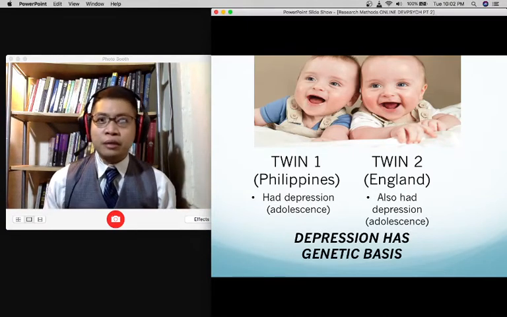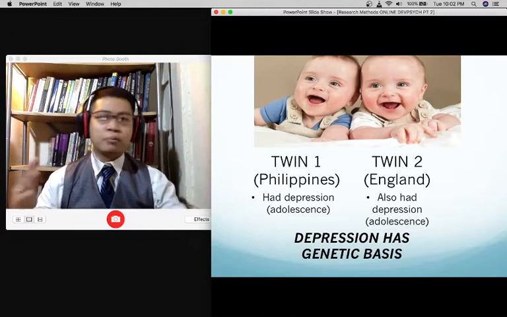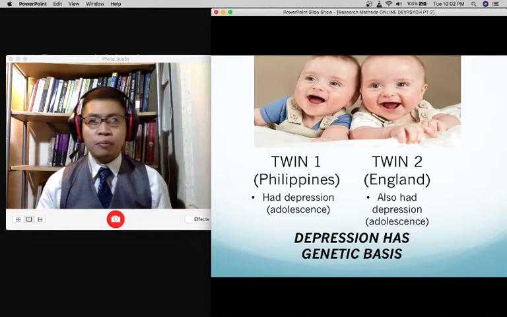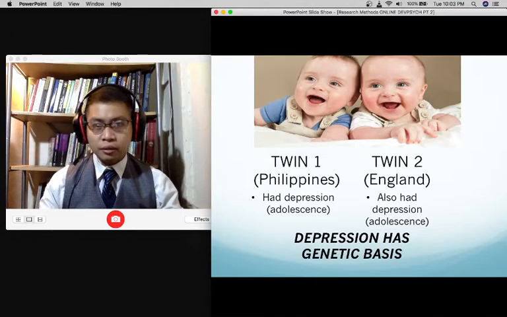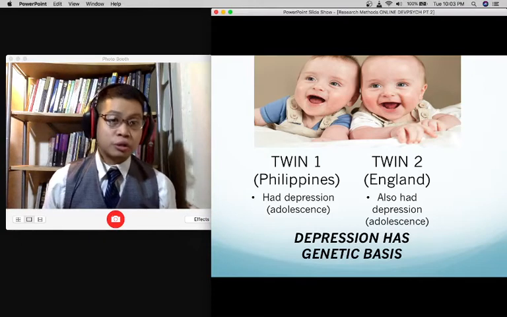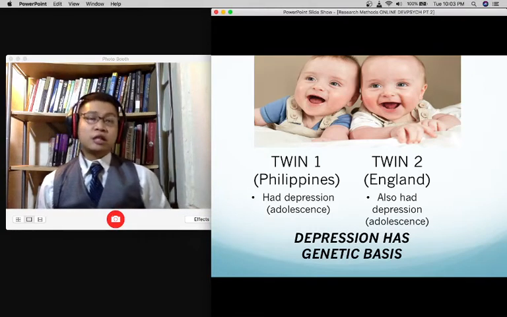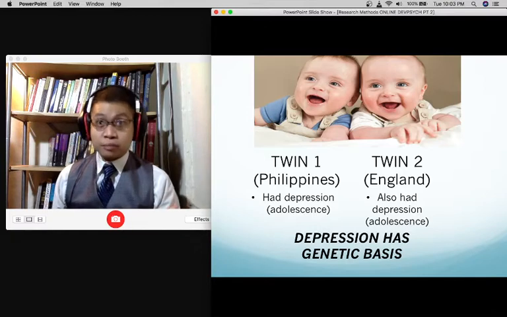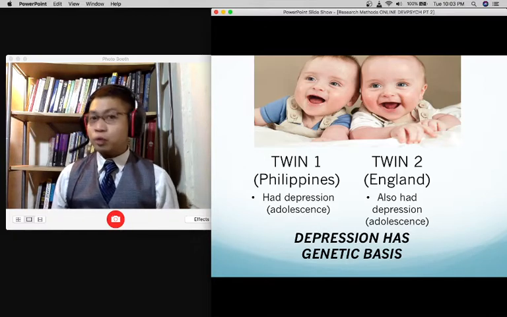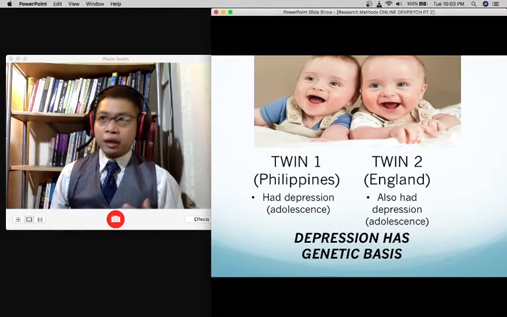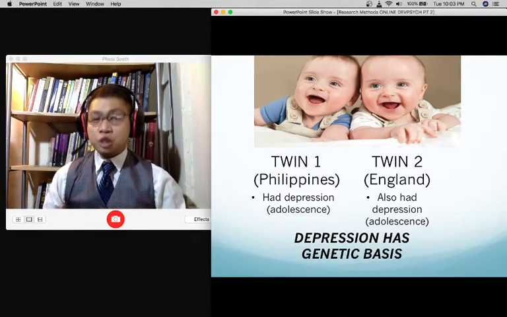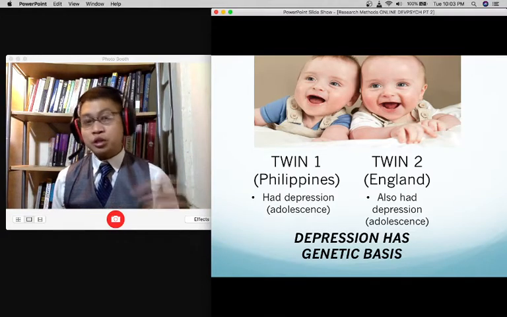Imposibleng environmental to kasi magkaiba nga silang environment eh. Diba? Ang layo ng environment ng Pilipinas sa England, and yet they develop the same condition. Therefore, depression has genetic basis. And it does, by the way. Alam niyo ba yon? If you study abnormal psychology, malaki ang contribution ng genetic predisposition ng tao to experience depression.